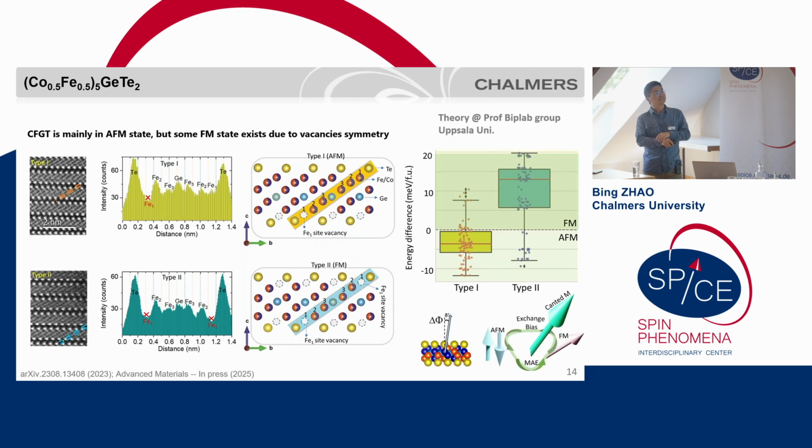And also, they calculated the angle with the Monte Carlo method. They said this canting angle is around 10 degrees, which agrees with our experiment pretty well. And after some calculations, they see that this canting is due to competition between the exchange bias with AFM and FM, and also some magnetocrystalline anisotropy energy. Both effects contribute to this canting.